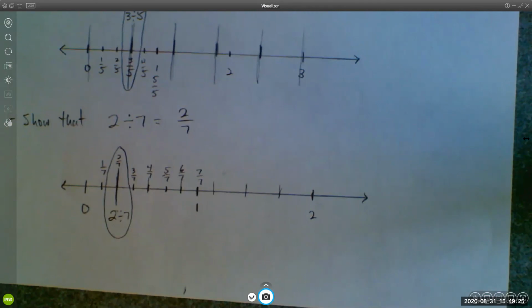Okay. So that's one way to show the relationship between division and fractions, right? Fractions are really just the same thing as divisions. So that's all I have to say about that.